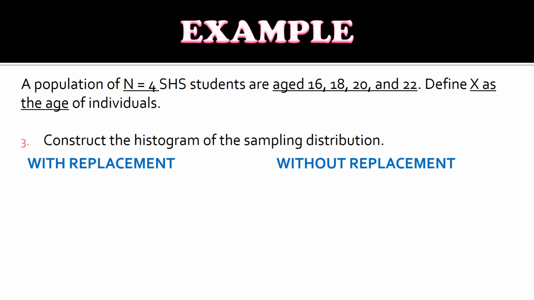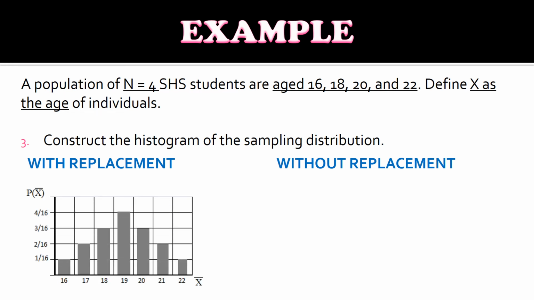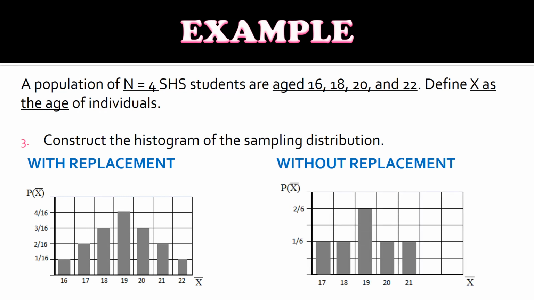So for number 3, it asks to construct the histogram of the sampling distribution. So we have two histograms. We have one with replacement and the other one without replacement. This is how the histogram looks for with replacement, and for without replacement it looks like this. If you notice, for with replacement, the distribution looks normal. And for the other one, the probabilities of 17, 18, 20, and 21 are the same. And the one that has the highest probability is 19, which is 2 over 6.